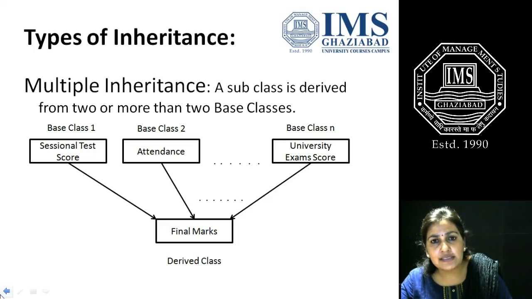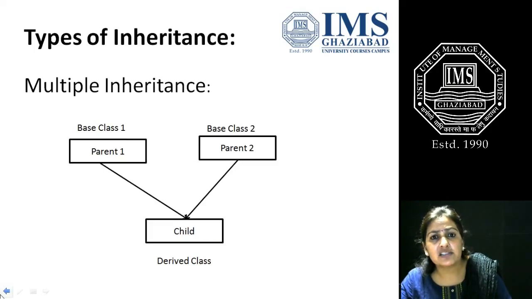Or you can say a child or a human being inherits properties of his parents, mother and father both. So we have two classes, base class 1, parent 1, base class 2, parent 2, and the child is inheriting the properties of both the classes.